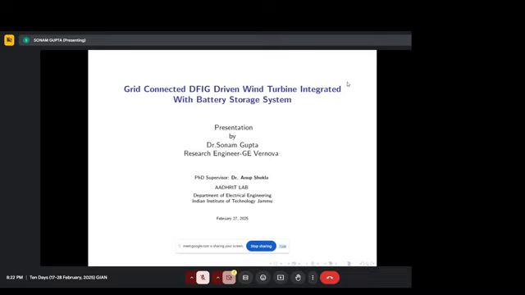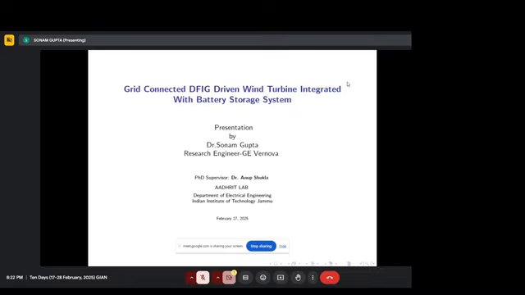My name is Sonam Gupta, and I completed my PhD in December 2024, and after that I joined as a research engineer in ARCG Varnova. I did my PhD under Dr. Anup Shukla in the Adrit Lab, and I have a lot of good experience and memories in the Adrit Lab as well. So today I'm going to talk on my PhD work, which is on the grid connected DFIG driven wind turbine integrated with the battery storage system.